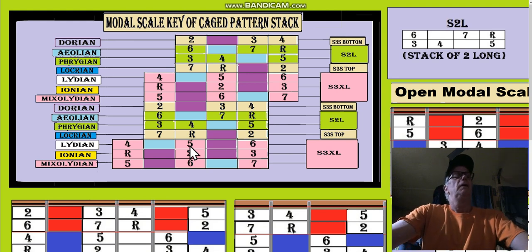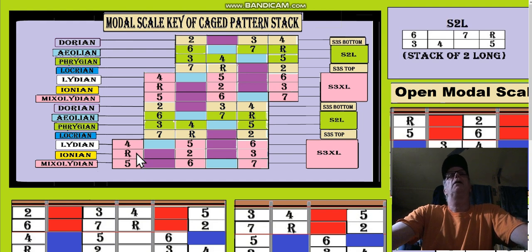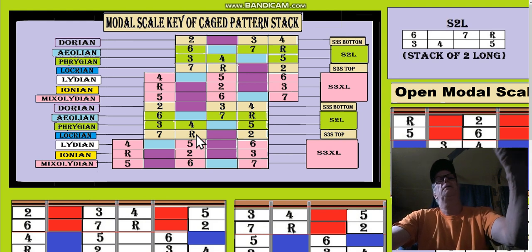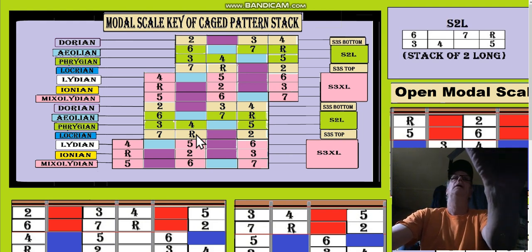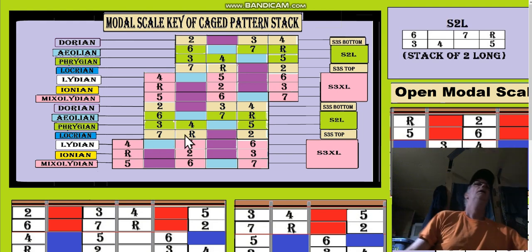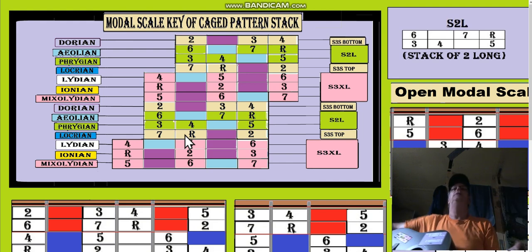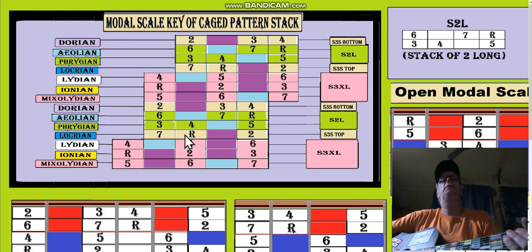So that's why the modes are labeled there. And when you start on the R, it's the root, it's the regular major scale. That'll take you to there, and that's root, 5, root. Now, why is it important to play from a particular number? Because that gives you the sound of what you're playing.